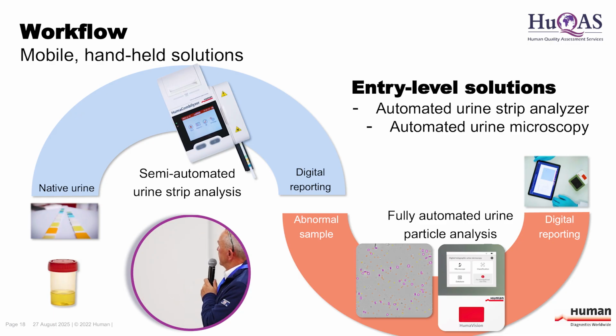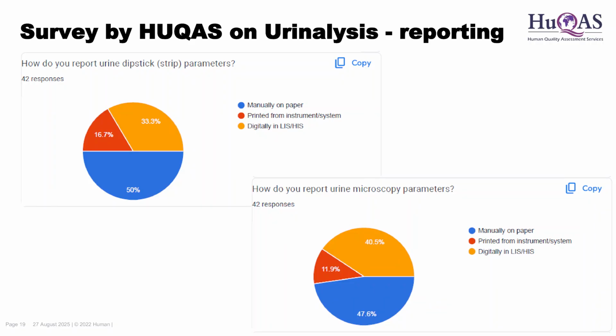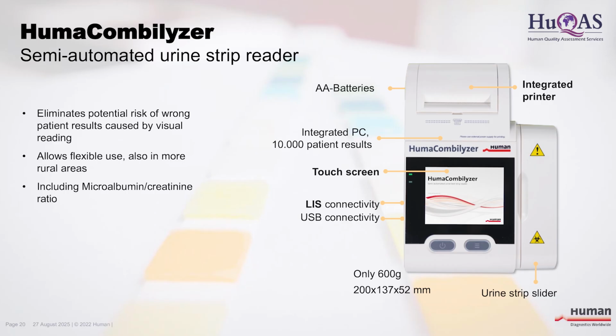The question here was, how is the reporting done on strip readings? 50% was manual, same situation. Microscopy, there also about 50% of the reports had been manually on paper. The Combilyzer would help you on this because it has a printer in it, so you get the reading directly. Writing down 10 or 13 values might be already error prone, and you avoid this.